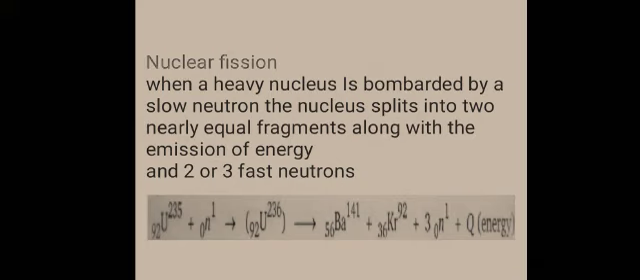It will split itself into two nearly equal fragments, that is barium-141 and krypton-92, along with what? Emission of two or three fast neutrons plus releasing energy. This process is called nuclear fission. Clear? This definition as well as the equation you have to study.